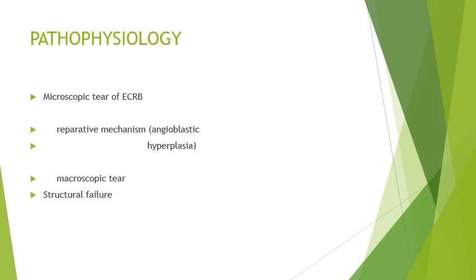The pathophysiology is a microscopic tear of the extensor carpi radialis brevis muscle, followed by a reparative mechanism, and then a macroscopic tear which causes the structural failure.